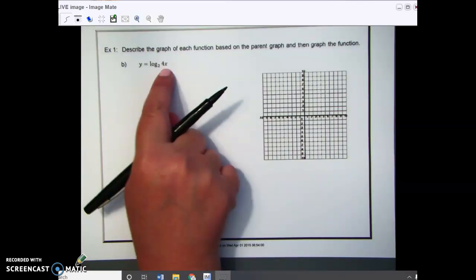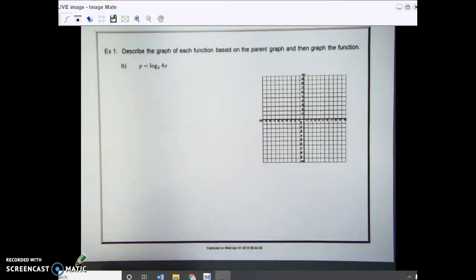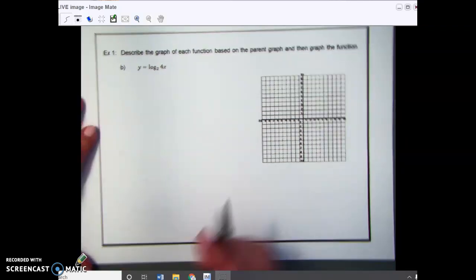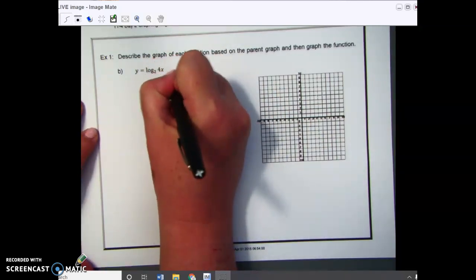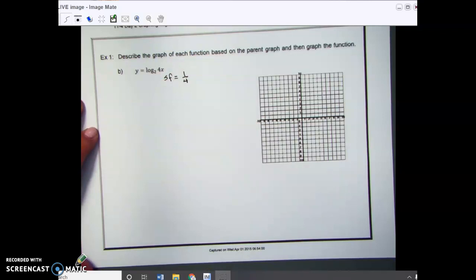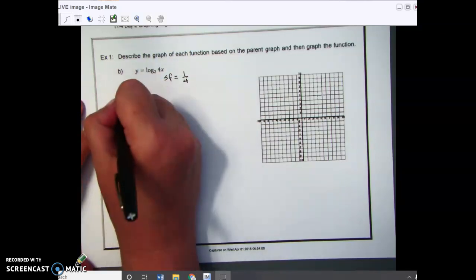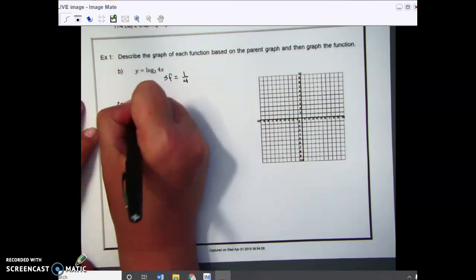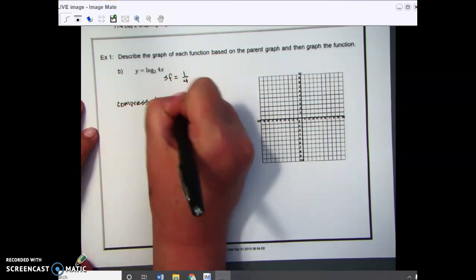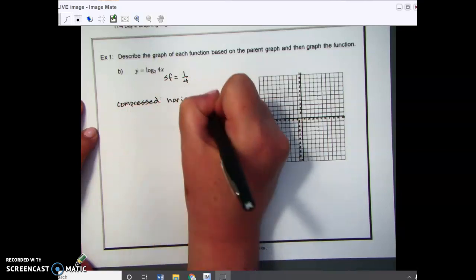So if we take a look at this one, 4 is on the inside of the function. So that means that it's horizontal, and anytime it's horizontal, we have work to do. So that means that my scale factor is going to be the reciprocal of 4. So it's going to be 1/4. And since that's smaller than 1, we're going to be compressed horizontally by a scale factor of 1/4.